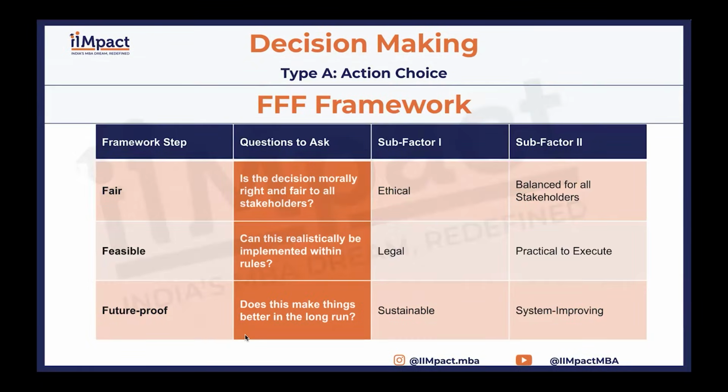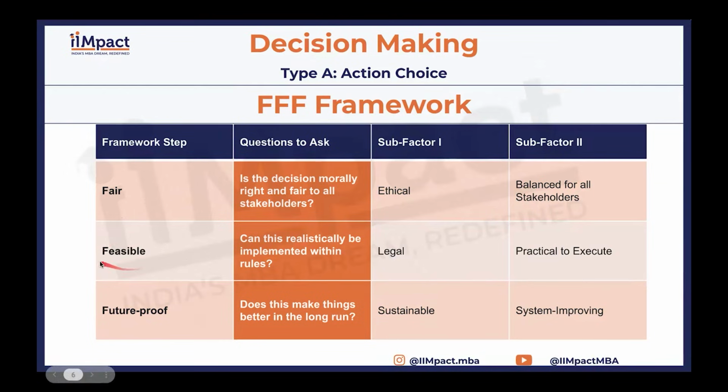So let's first go through the type A question, the action choice questions that we get. It's the most common. The framework that we follow is F cube, the FFF framework. First F stands for fair, and you must ask yourself, is this decision morally right and fair to all the stakeholders? Fairness is a summation of ethics and a balance for all the stakeholders. So the decision should be balanced in most cases, and it should be ethical to all.